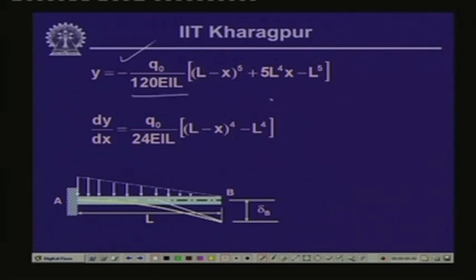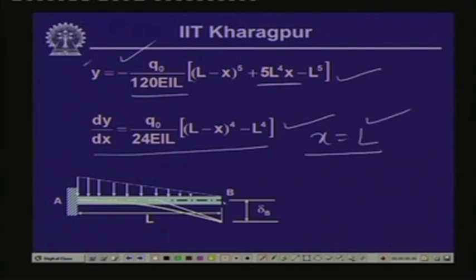q0 by 120 EIL times ((L minus x) to the power 5 plus 5L to the power 4 x minus L to the power 5), and dy by dx as this, and if you substitute x equal to L, you get the value of y at the tip and dy by dx at the tip. Now, x equals L means this goes off. So, you have 5L to the power 4 times L minus L to the power 5 minus L to the power 5. So, this becomes q0 L4 by 30 EI. That is the value of the deflection, which is again negative, showing downwards, and at x equals L, if you compute this, you get minus q0 L cube by 24 EI as the slope of this particular free end.